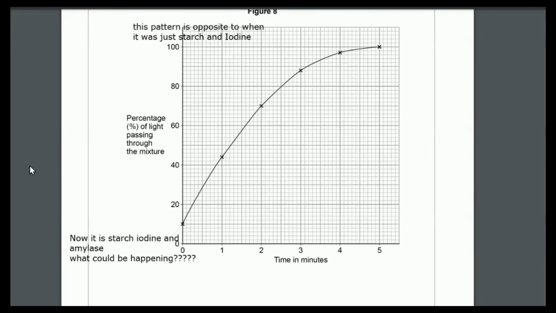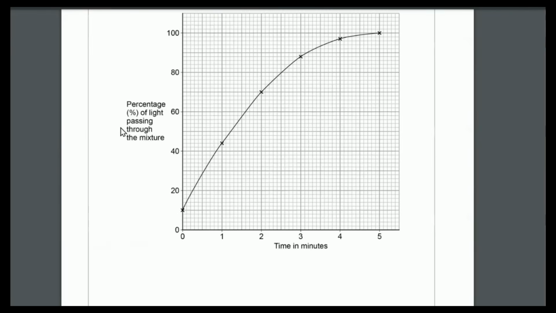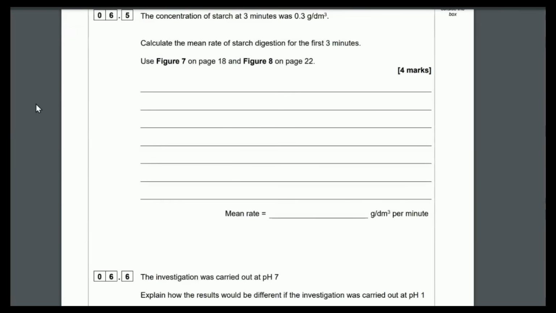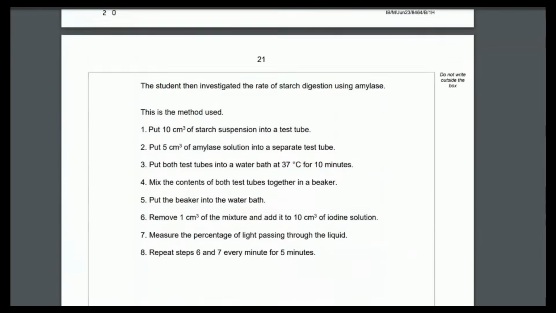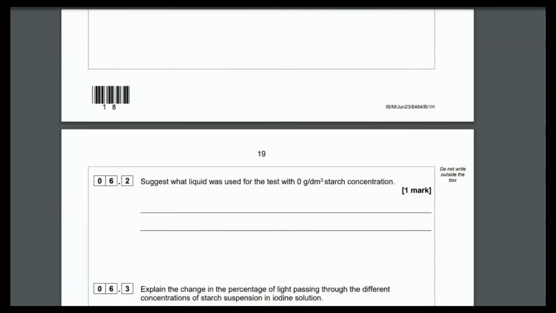And of course, the amylase is breaking the starch down, hydrolyzing it, catalyzing it into glucose. So instead of it going dark blue, it's actually getting lighter as the starch gets broken down. Now we've got a difficult little calculation. The concentration of starch at 3 minutes was 0.3 gram per decimeter. Calculate the mean rate of starch digestion for the first 3 minutes. Use figures 7 and 8. Now this is the hardest question in the paper, so we're going to get into it.